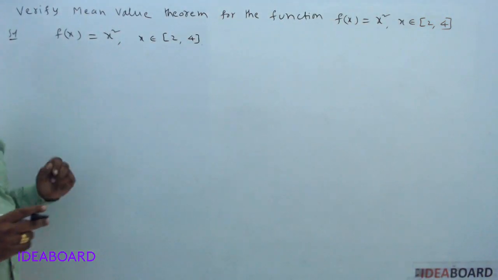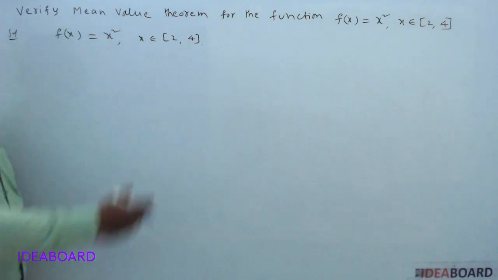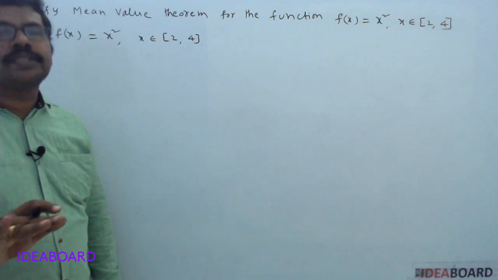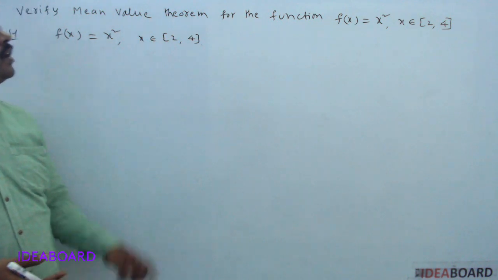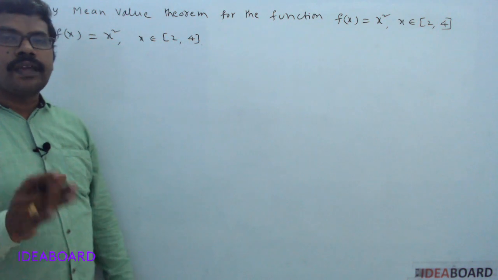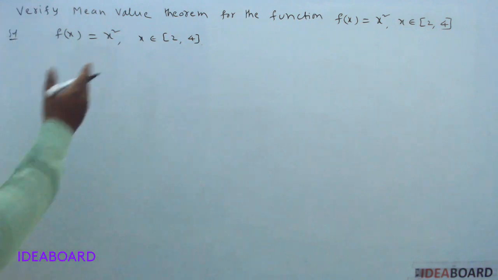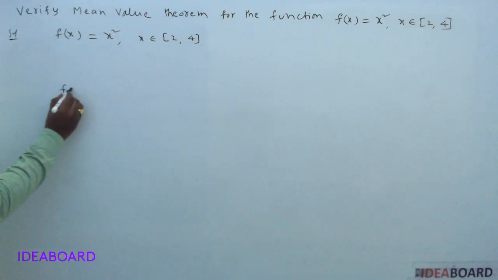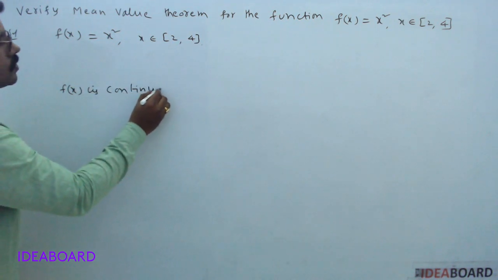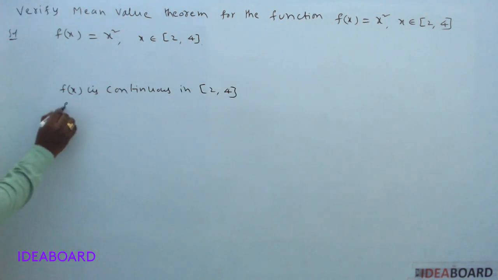Here, if you look at the function, f of x is x square. Clearly, it is a polynomial function. Being a polynomial function, without any discussion, directly you can write down that f of x is continuous in closed interval 2 comma 4. f of x is differentiable in open interval 2 comma 4. First note down the conditions. f of x is continuous in closed interval 2 comma 4.